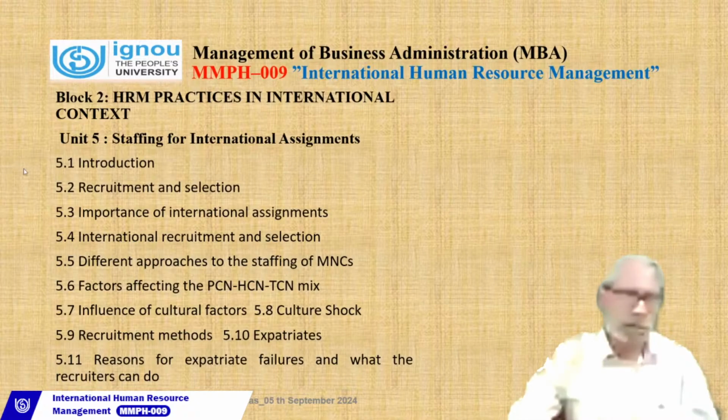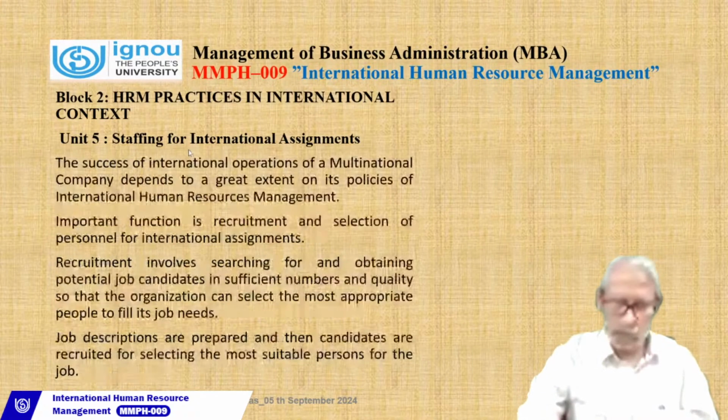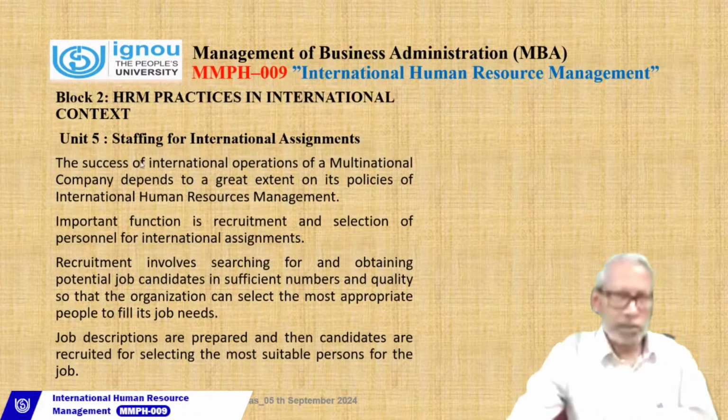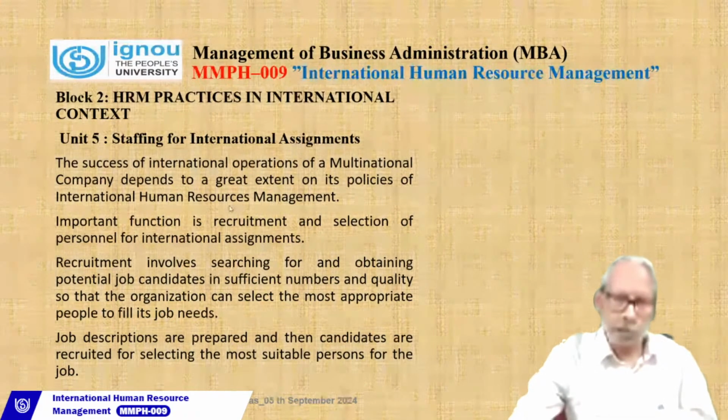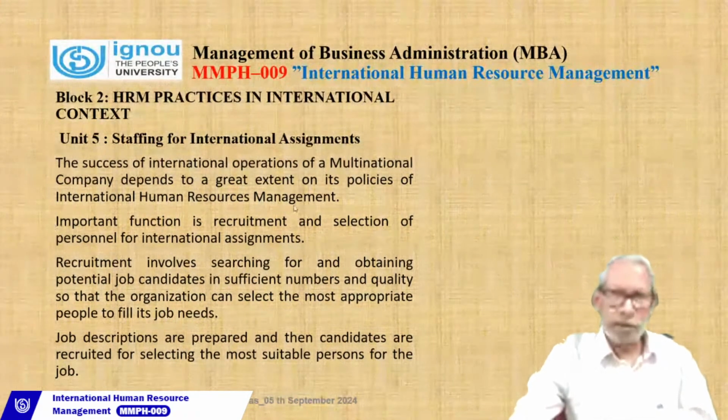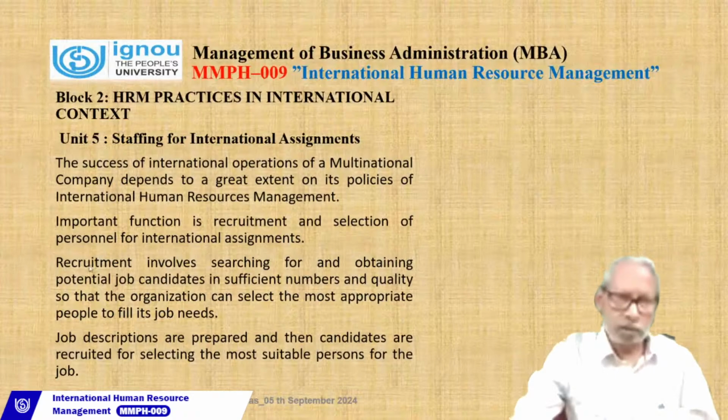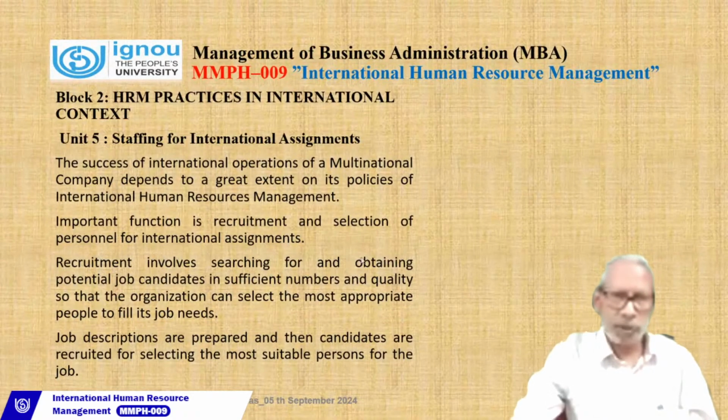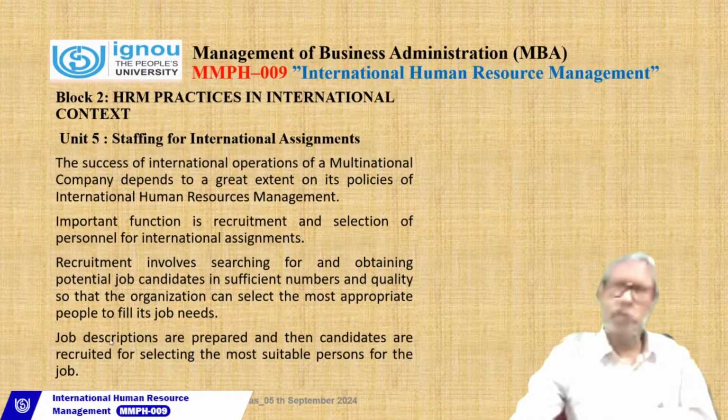Now quickly we can see unit number 5. Basically, the success of the international operation of a multinational company depends to a great extent on its policies and international human resource management. Because the recruiting process is important, and how you are staffing is important. So selection and recruitment are very important. It involves searching for and obtaining potential job candidates in sufficient numbers and quality, so that the organization can select the most appropriate people to fill these job duties.